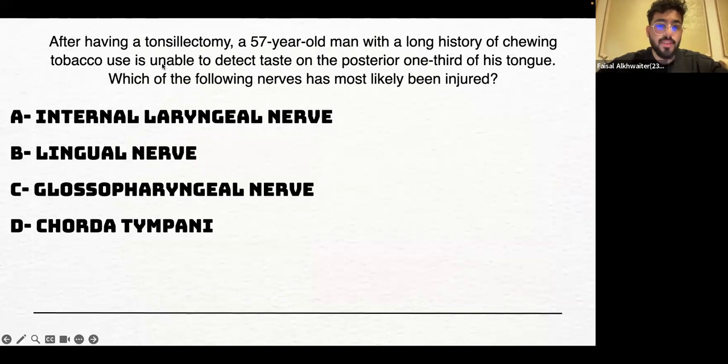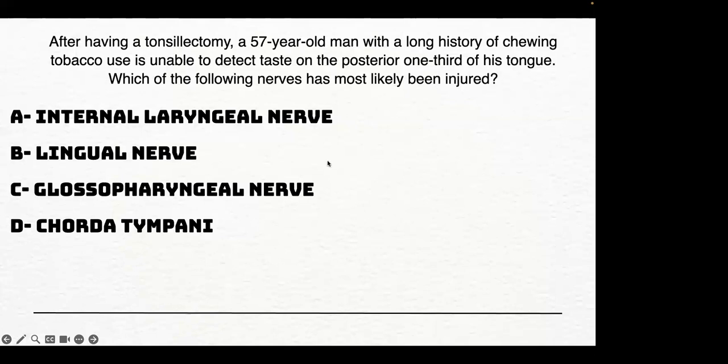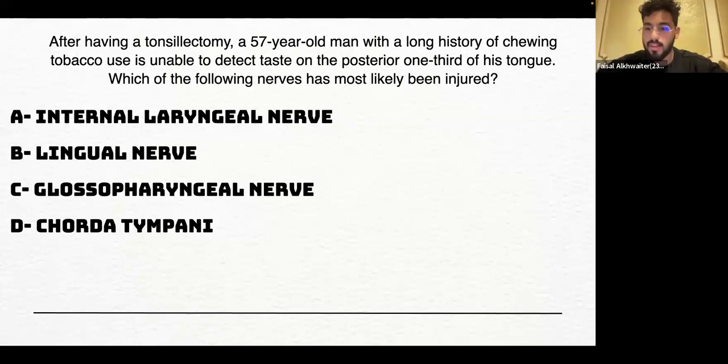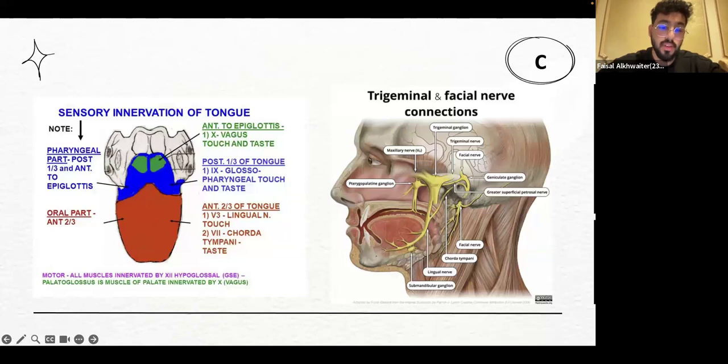After having a tonsillectomy, a 57-year-old man with a long history of chewing tobacco use is unable to detect taste on the posterior one-third of his tongue. Which of the following nerves has most likely been injured? I think C, glossopharyngeal. So right, the answer is C. Just like I said, the posterior one-third is supplied by the glossopharyngeal. The anterior two-thirds, chorda tympani, which is part of the facial.